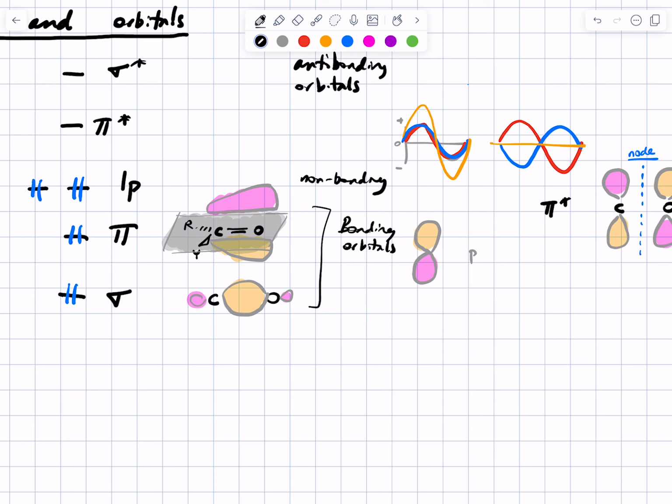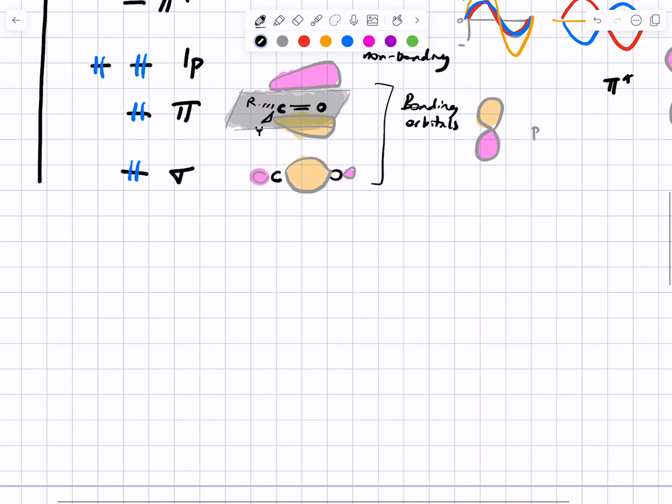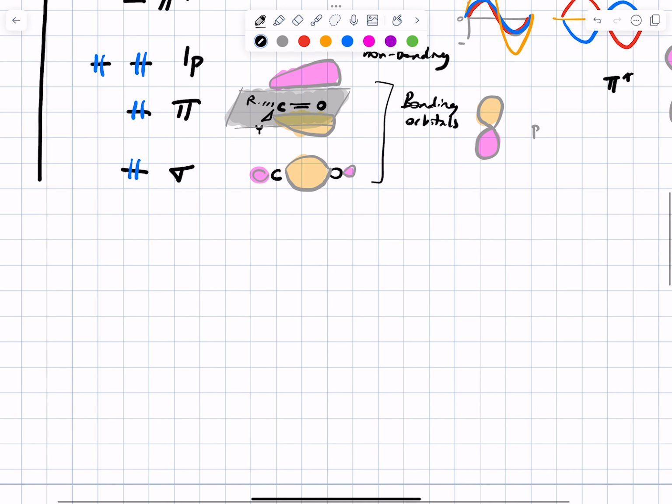Yeah? If you filled the anti-bonding orbitals, wouldn't that break the bond? Good, excellent point. If you fill the antibonding orbital, you would break the bond. Absolutely. And you may have learned this just briefly in either general chemistry or 351.